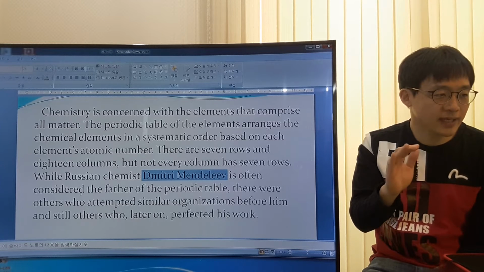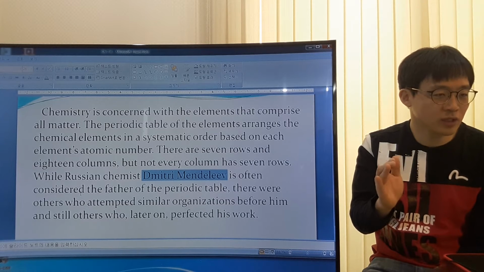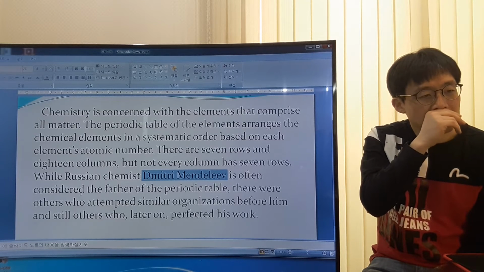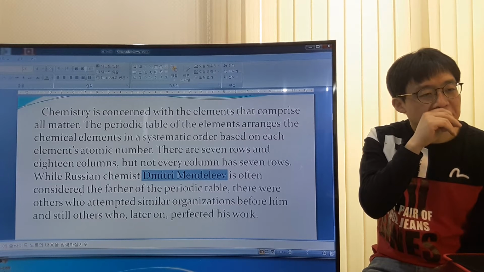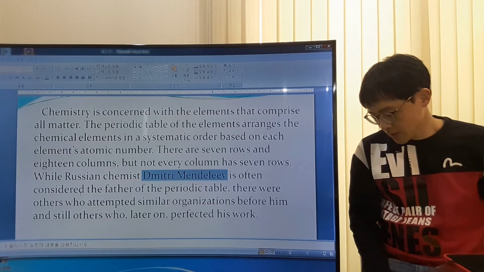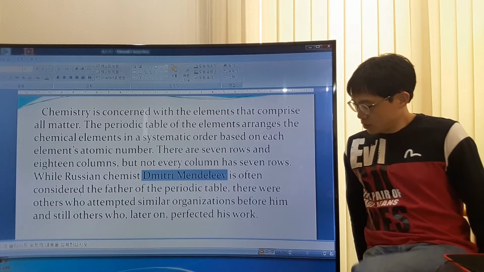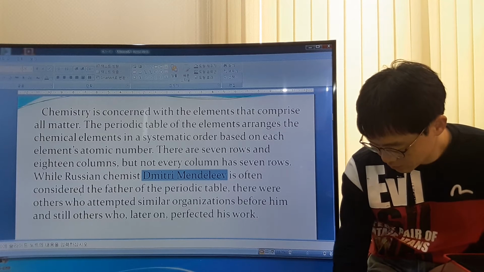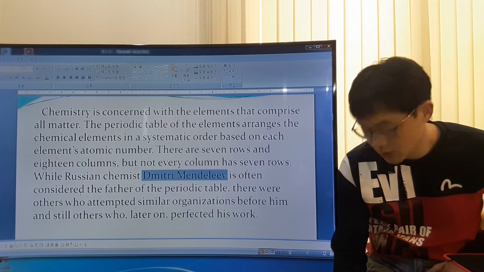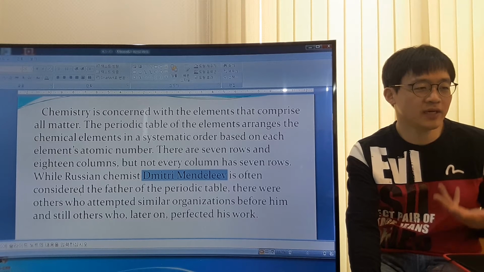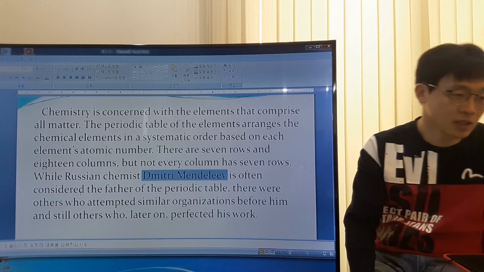There are 7 rows and 18 columns, but not every column has 7 rows, so there are some elements missing in that column. Do you understand? Alright, when you take the test, you don't get the chance to look at any picture or something, but this is just for your understanding, because if you don't have the background, this is very hard to understand.